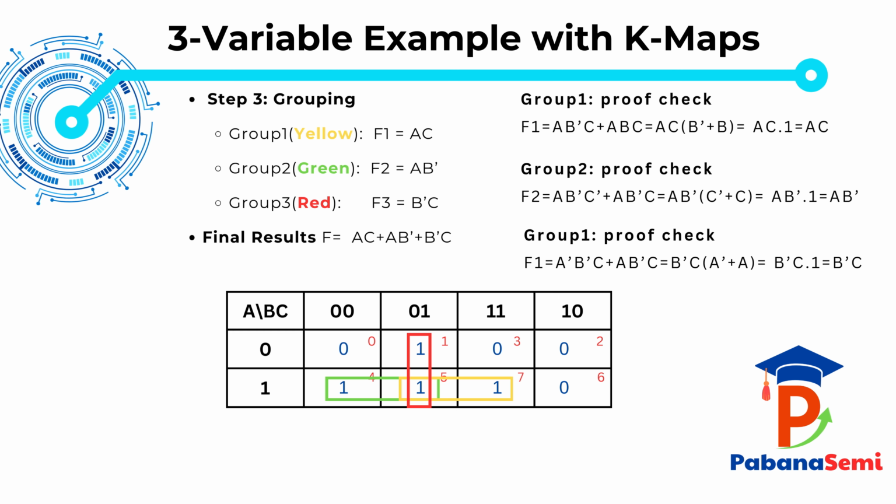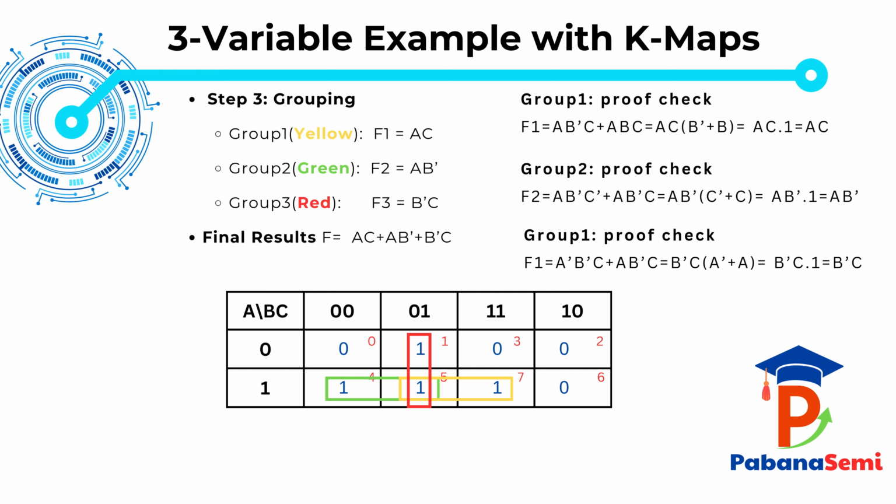Group 3, red group. Now consider Group 3 marked in red. In this group, variable B remains B prime, variable C remains C. Variable A changes between A and A prime. So we eliminate A and keep B prime and C.